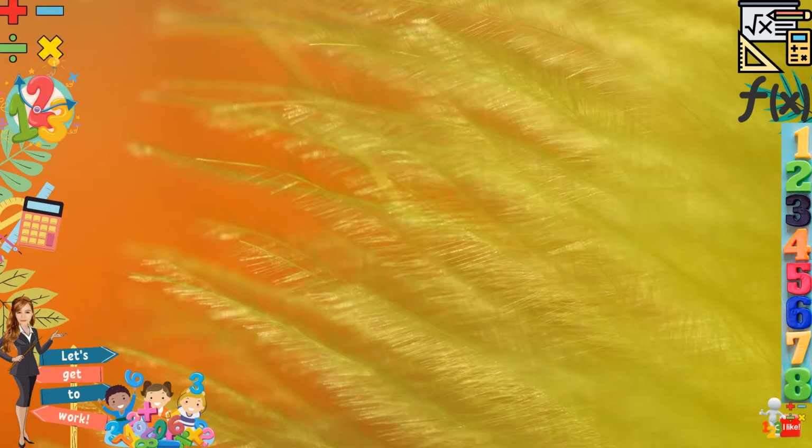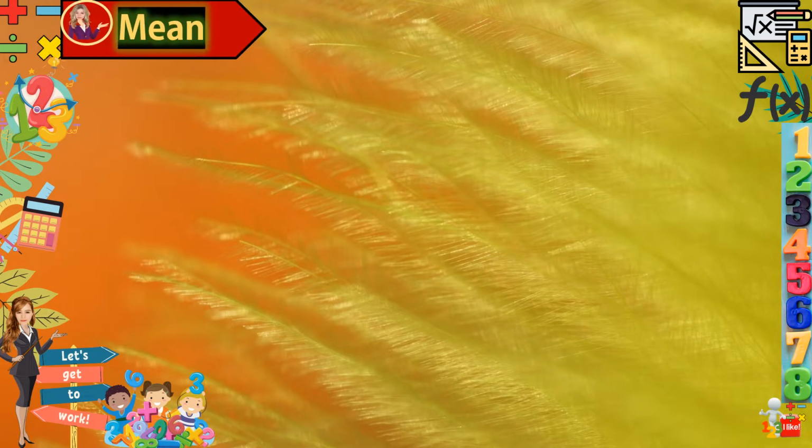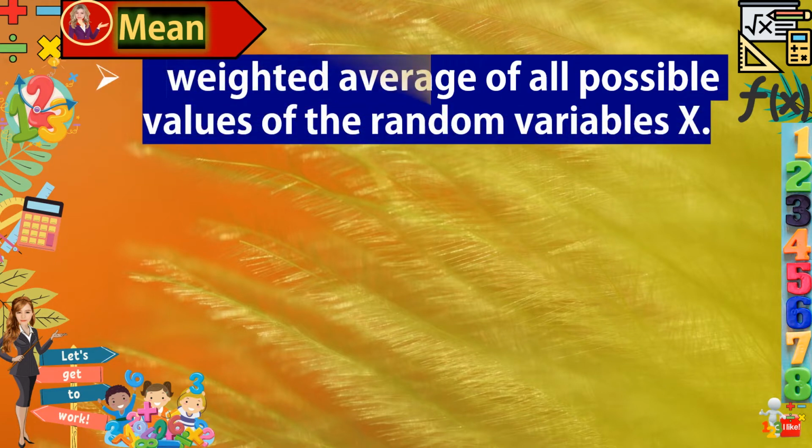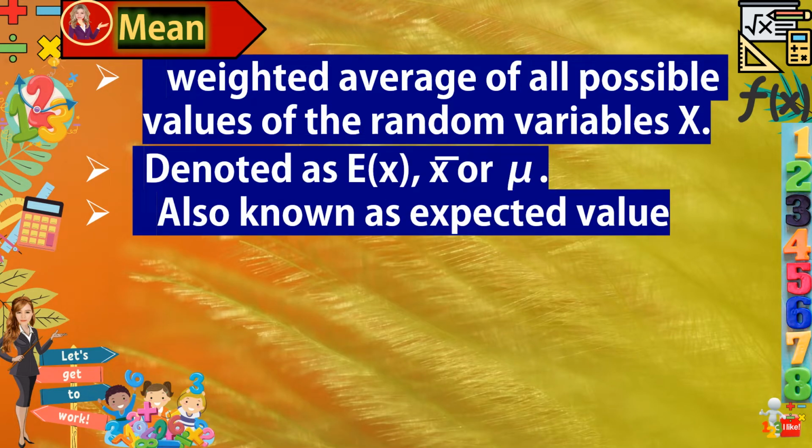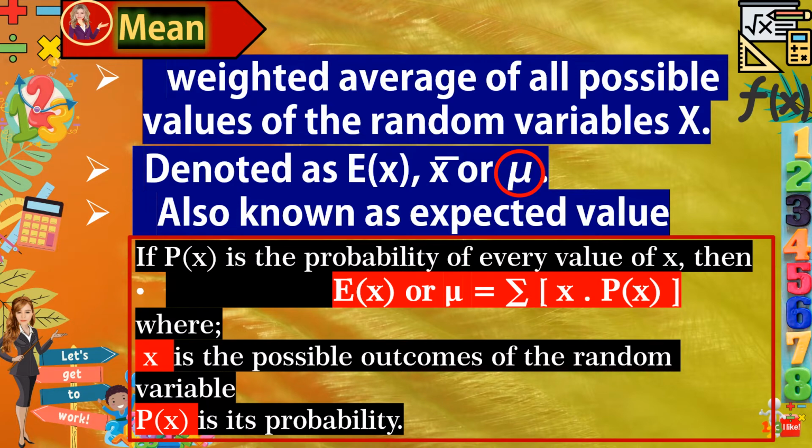Let us now discuss the mean. Mean is the average or weighted average of all possible values of the random variable x. It is denoted as E of x or x bar or what we call the mu symbol. It is also known as the expected value in other references.